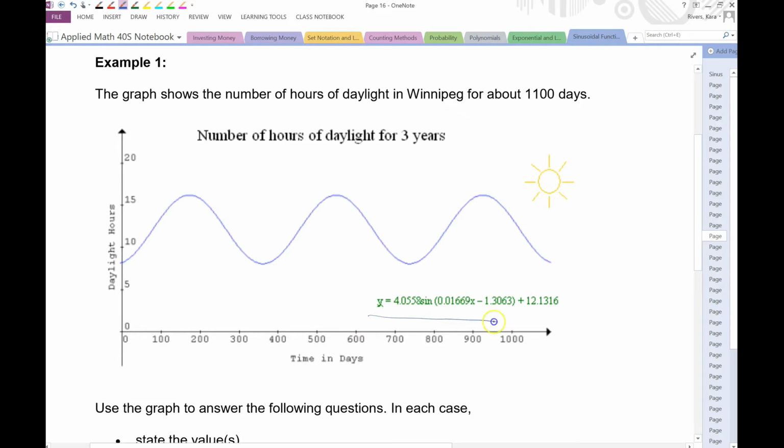Well, I can see I've got a formula here. So it's telling me it's a sine function of some sort, but there's lots of other stuff going on in there. We can also see that my graph isn't sitting at 0 like previous graphs have. It's up in the air here. I can see that on the bottom, that's time in days, so that's that 1100 days measured across the bottom. And then the daylight is on the dependent side.